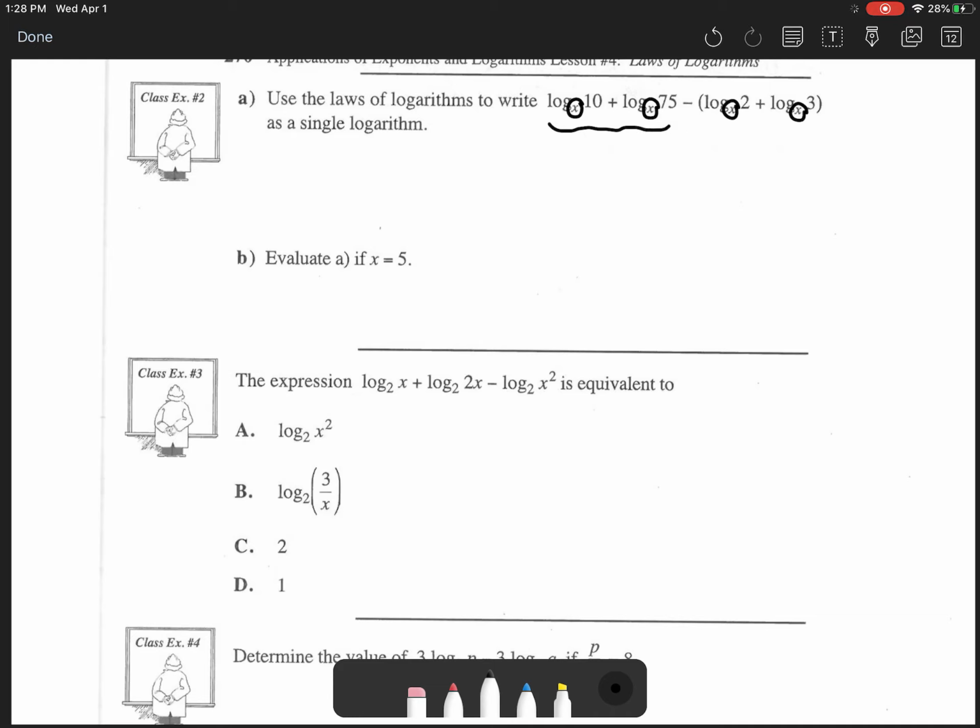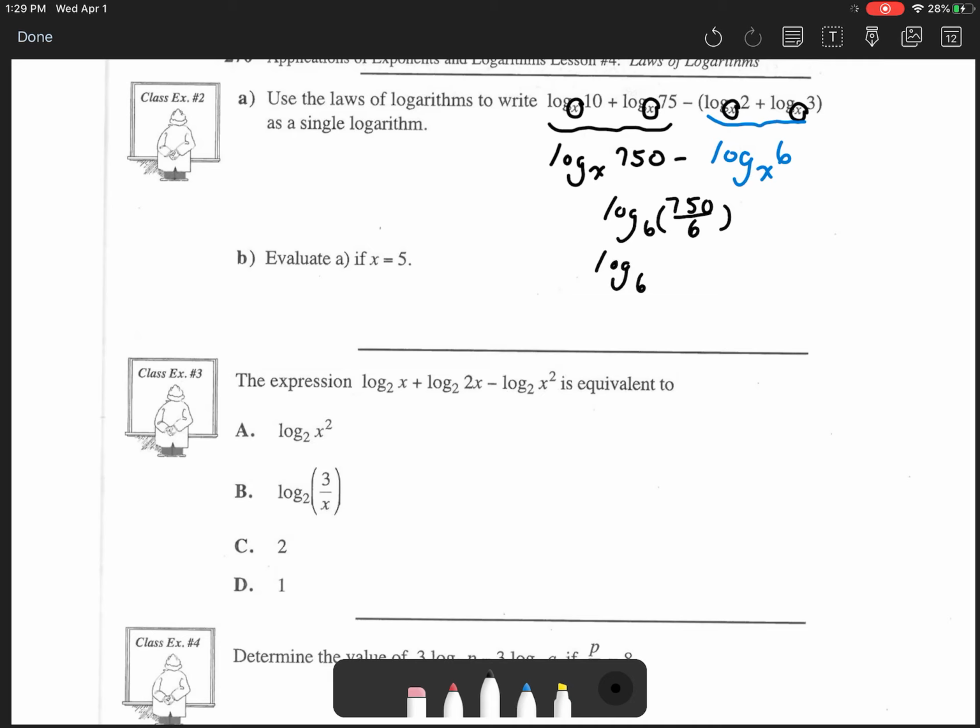So if I take a look at these two expressions here, that's going to become log base x of, since I'm adding, 10 times 75, which is 750. Now I have to subtract whatever is in the brackets here. What's in the brackets are these two log expressions, which will be log base x of, since we're adding, 2 times 3 is 6. So what I'm doing now is subtracting log expressions that have the same base. So I divide the arguments. So it's log base x of 750 over 6.